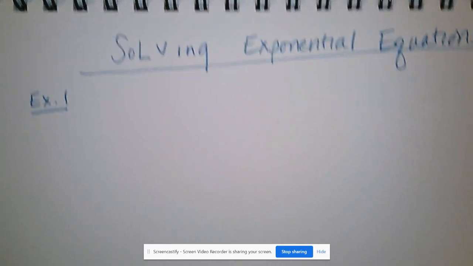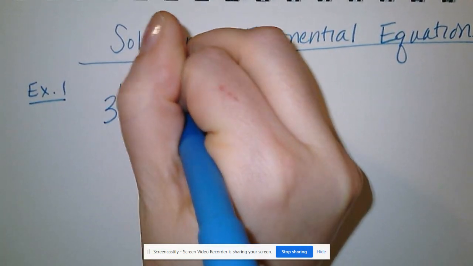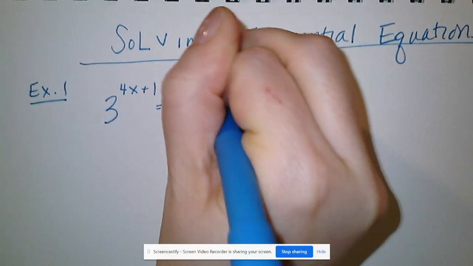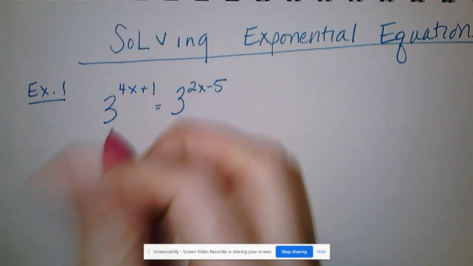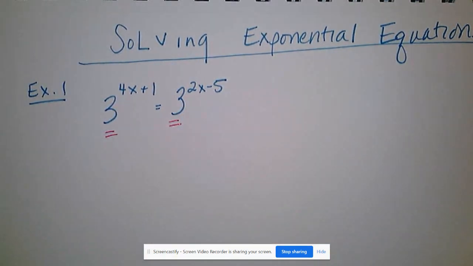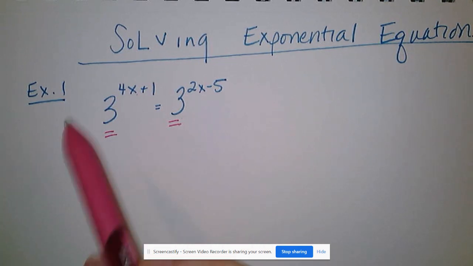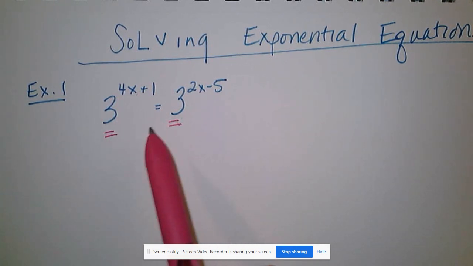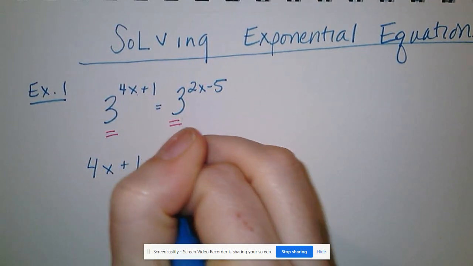Here's going to be example number 1. And we've got 3 to the 4x plus 1, and that is going to equal 3 to the 2x minus 5. All right, so what we're looking for in order to use this kind of method is we need to have the same base. So these are exponential. They have bases, they have exponents. My base is clearly the same here. They're both 3. So if you get a problem like this, same base, right away, I can just set my exponents equal to each other.